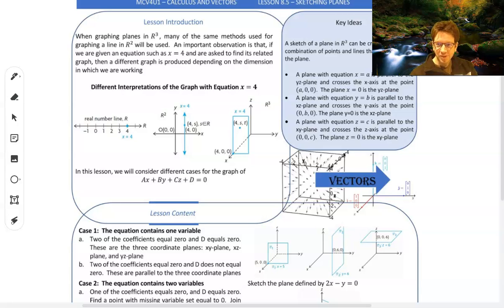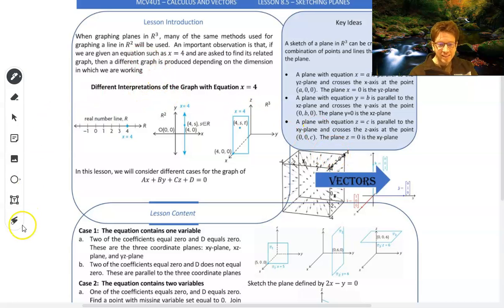So today's lesson is going to be on sketching planes. It's a good skill to have because in the later lessons we're going to look at lines intersecting planes and things like that. So it's a good skill to have a visual in your head as to where this plane actually exists.